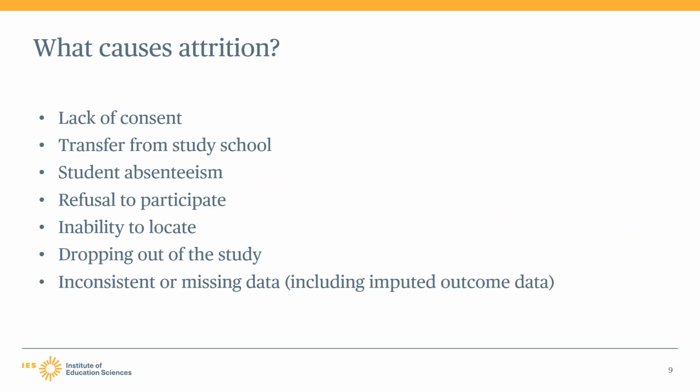So what causes attrition? There are many reasons why a study may not include data for a sample member who went through random assignment at the beginning of the study. Here, we discuss several causes of attrition, although this is certainly not an exhaustive list. For example, parents may not consent to their child's participation in the study. Students may move and transfer to a school that isn't participating in the study, or students may be absent when the study researchers collect data. Other causes of attrition might include a student's refusal to participate in the study, an inability to locate students who are enrolled in the study, students dropping out of the study, and inconsistent or missing data.